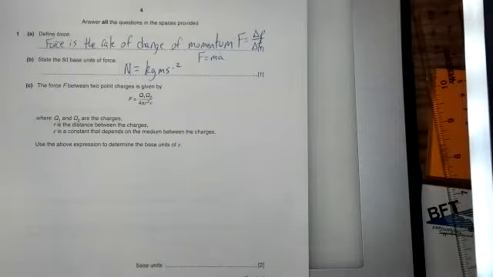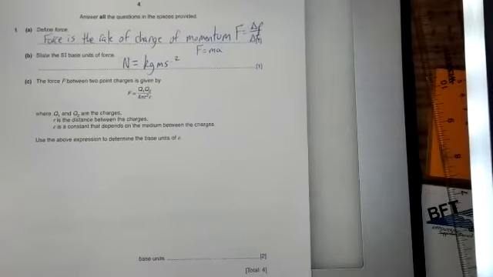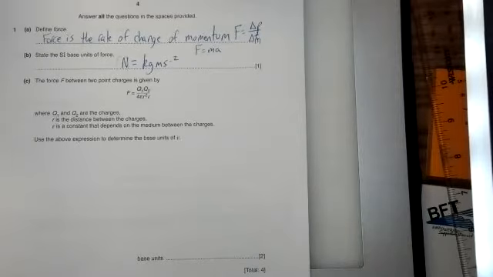Now we've got part C, which says the force F between 2 point charges is given by F equals Q1 Q2 over 4 pi r squared epsilon, where Q1 and Q2 are the charges, r is the distance between the charges, epsilon is a constant that depends on the medium between the charges, and we want to use the above expression to determine the base units of epsilon. So this is a law in physics called Coulomb's law. Charles Coulomb was a scientist in the 1700s who was one of the first people to really study electricity.